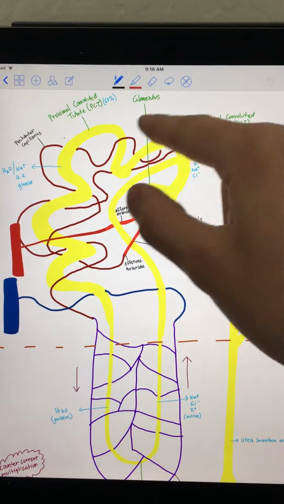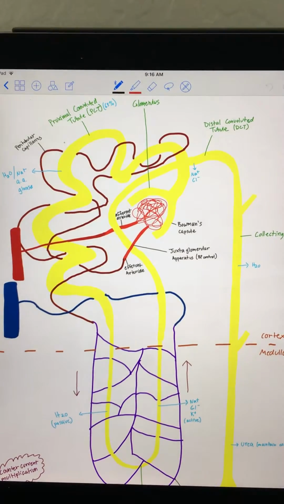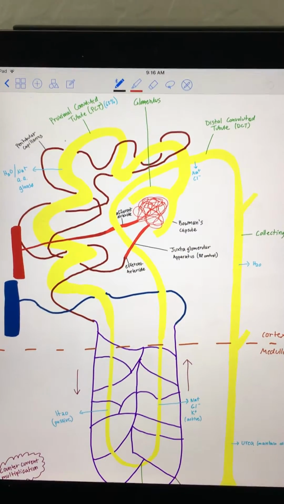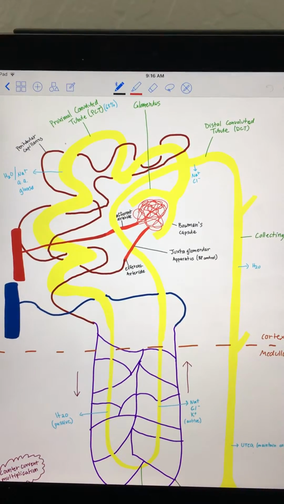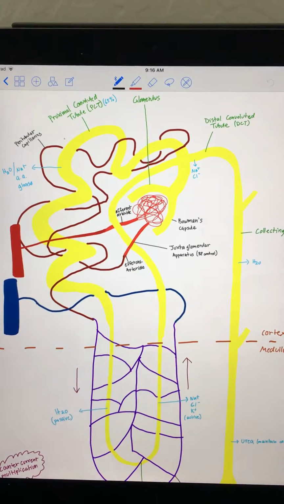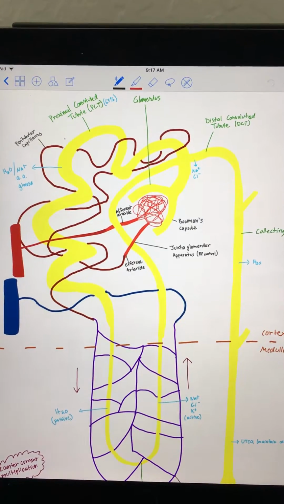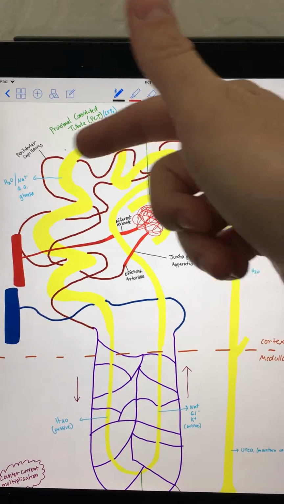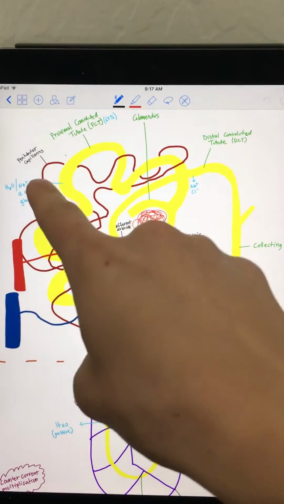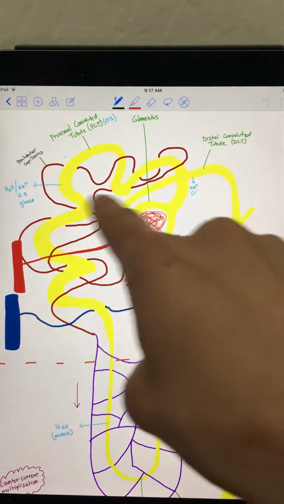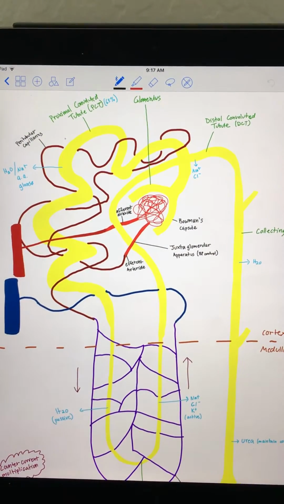It's going to go through this winding tube called the proximal convoluted tubule, or PCT, and here is where 65% of the reabsorption takes place. It reabsorbs water, sodium, amino acids, and the glucose that flowed through there, so that we don't lose them in our urine. We want to reabsorb them here, and that's why we have the peritubular capillaries all winding around here to reabsorb all those nutrients and molecules.